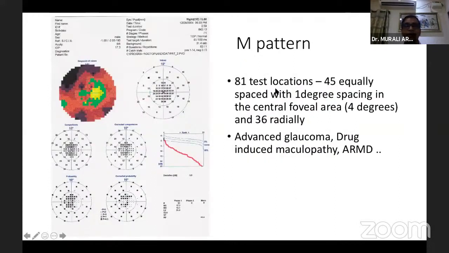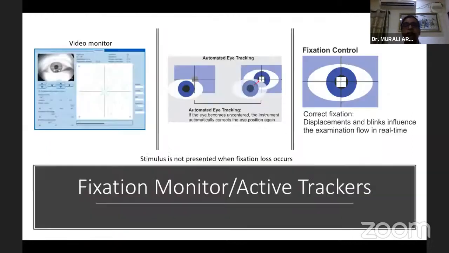The M pattern has 81 test locations: 45 equally spaced, 1 degree spacing in the central foveal area, 4 degrees, and 36 radially. Lot of points tested in the M pattern, particularly useful in advanced glaucoma, drug-induced maculopathy, ARMDs, and so on.